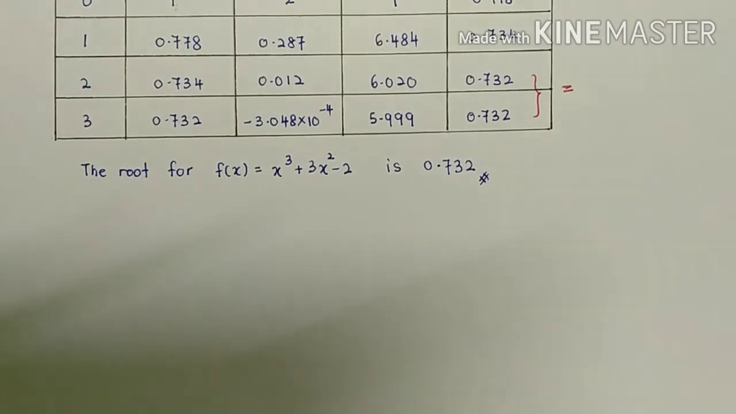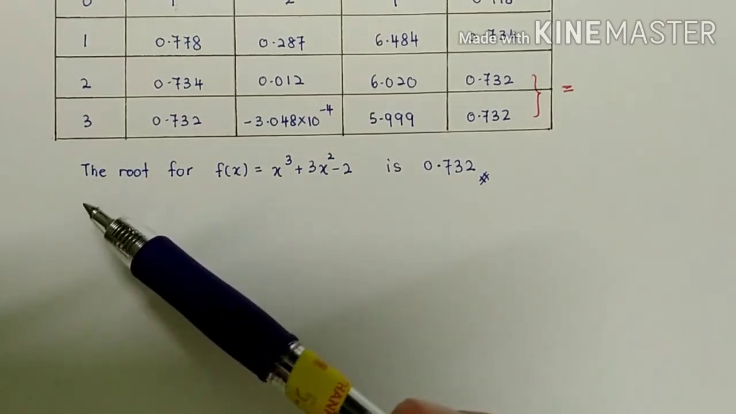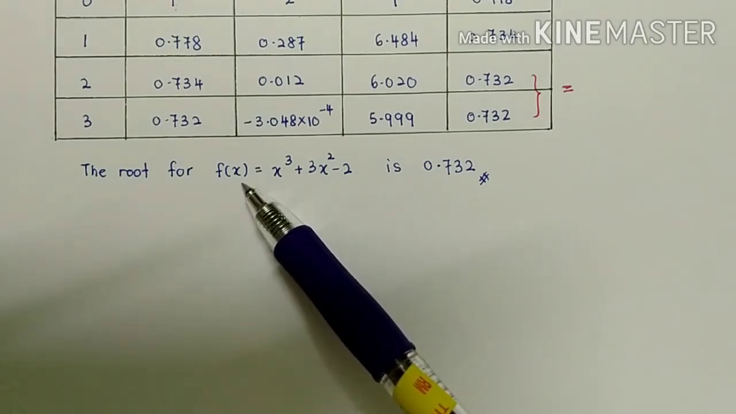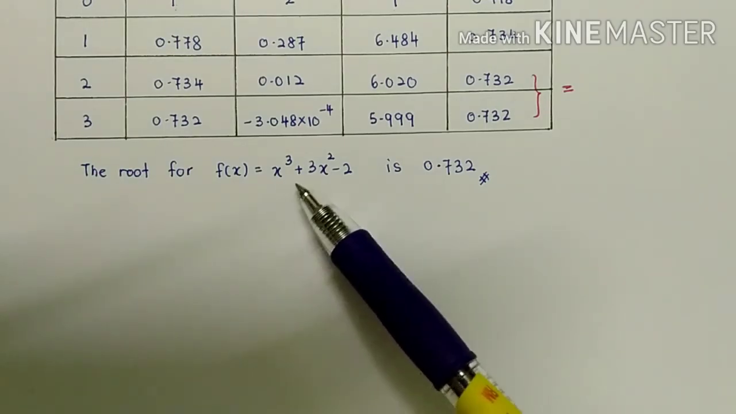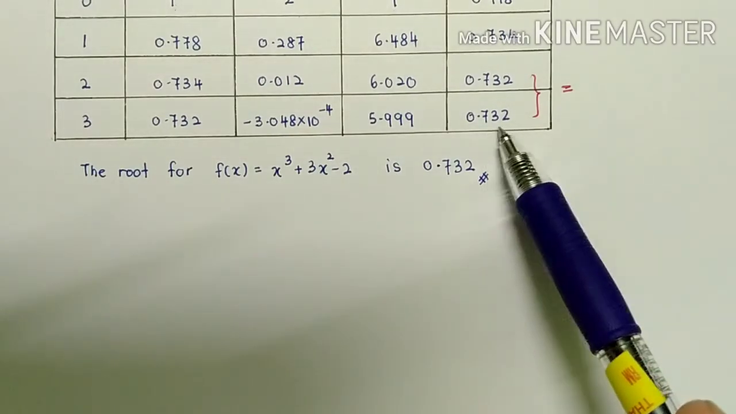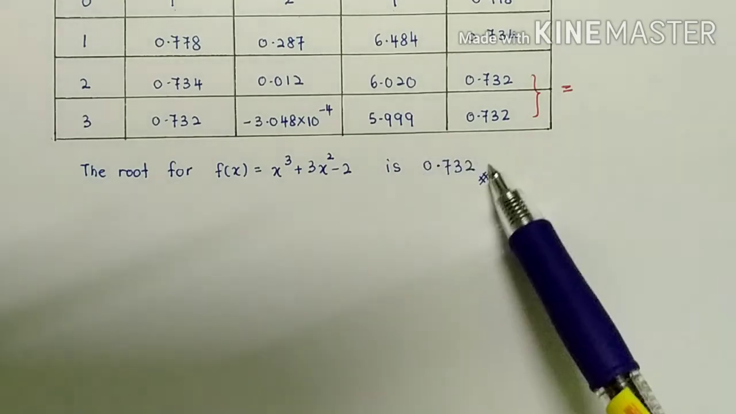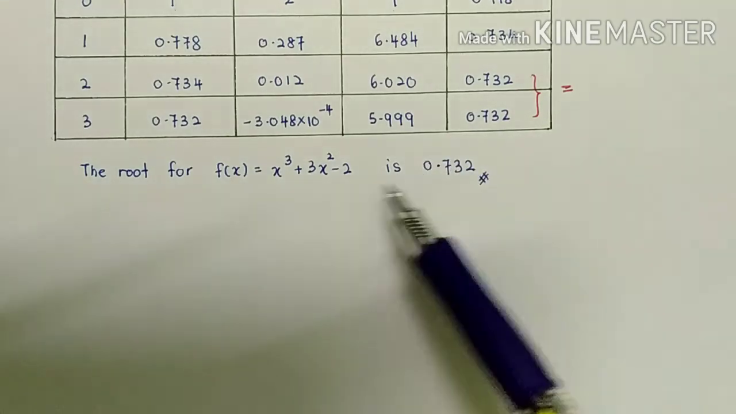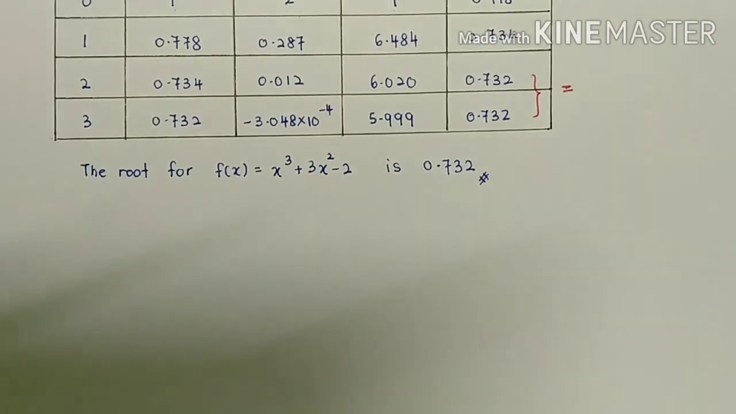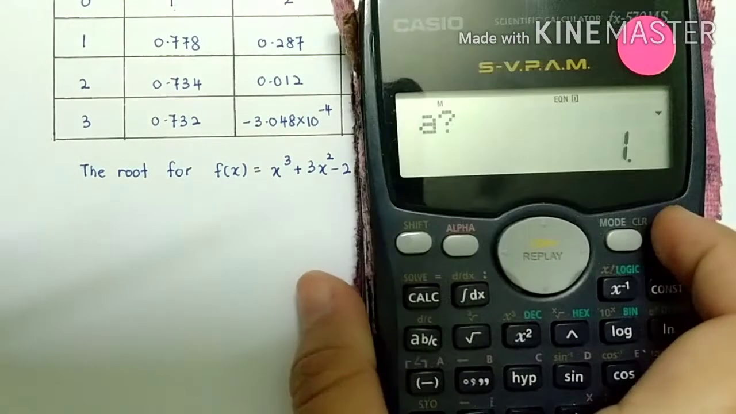Okay, so the answer, or the solution, or the root for the function just now, f(x) equals x cubed plus 3x squared minus 2, is 0.732. Okay, 0.732. So we can check whether this answer is correct or not by using the calculator.